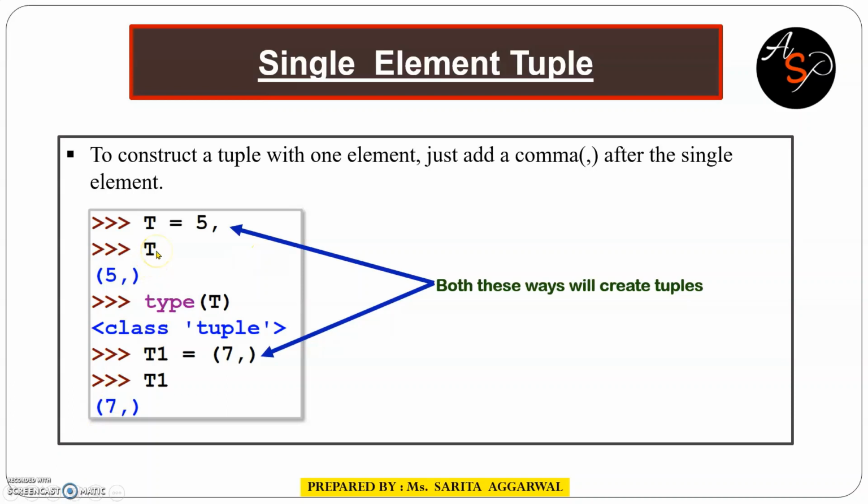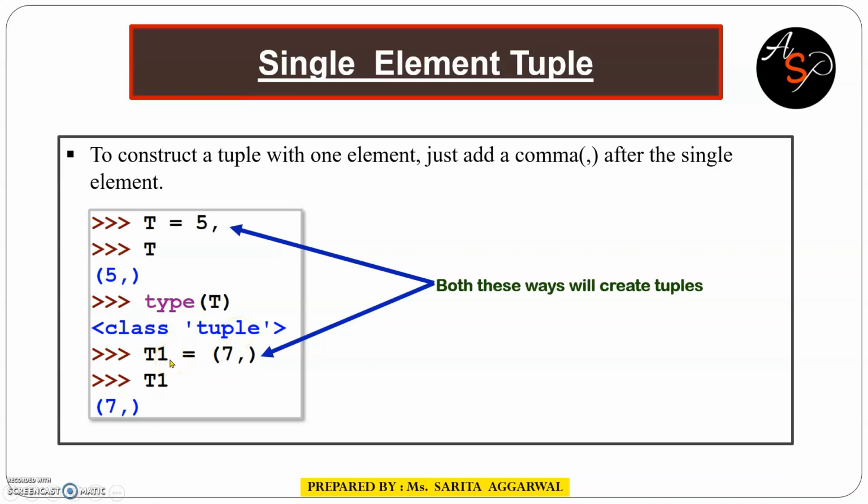Here you can see t is a variable, and I am assigning 5 comma. Here I am writing 5 comma. That means it is a sequence. Now t कैसे variable हो गया? t is a tuple variable with single element. Okay. Now check the type of t, class या इसकी tuple.